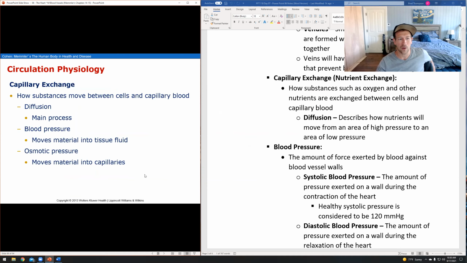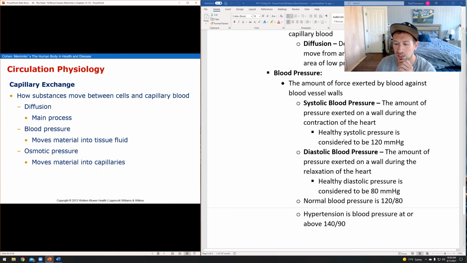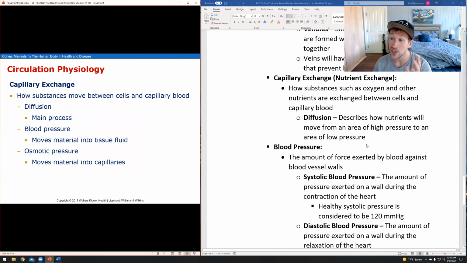So talking about how we actually exchange nutrients, right? When we are exchanging nutrients in your capillaries, your capillaries are dropping off oxygen and picking up CO2 if it's at the body's tissues, or if it's at the lungs, it's picking up oxygen and dropping off CO2. If it's at the body, like a tissue, your bicep, your tricep, whatever, it's going to drop off oxygen and pick up CO2, right? How the heck do we exchange those nutrients?